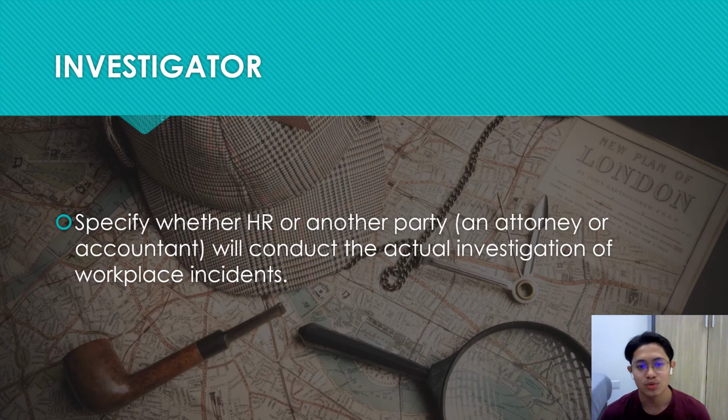The next step is to specify whether human resources or another party, like an attorney or an accountant, will conduct the actual investigation of the workplace incident. If possible, select an objective and impartial investigator who does not have any professional connection to the individuals being investigated.